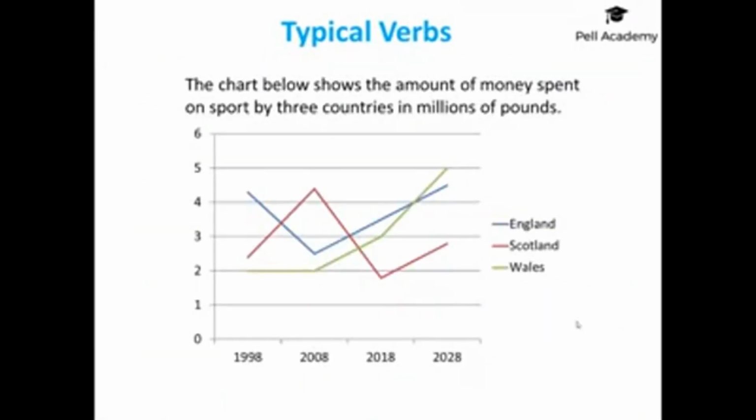So the first thing to look at is the subject. So here we have the subjects, the labels. The blue line represents England, the red line represents Scotland, and the green line represents Wales. So I cannot say Wales remained stable between 1998 and 2008. That's incorrect. Wales did not remain stable.